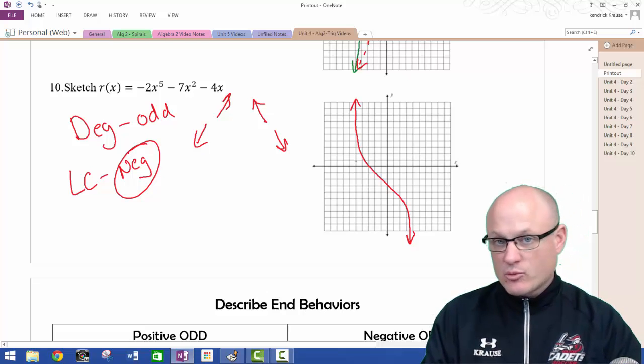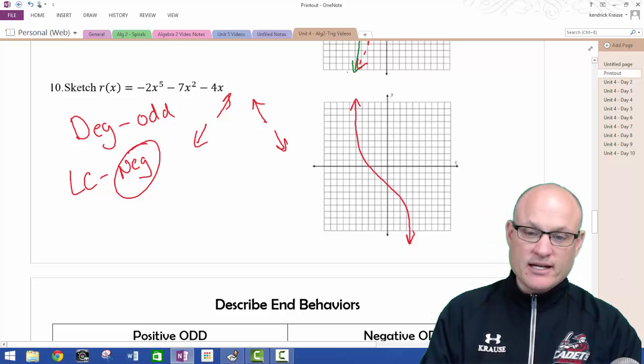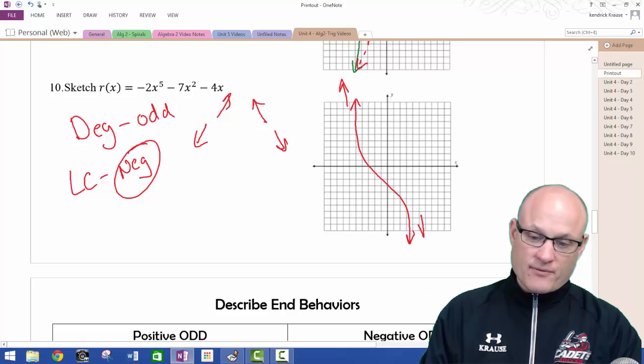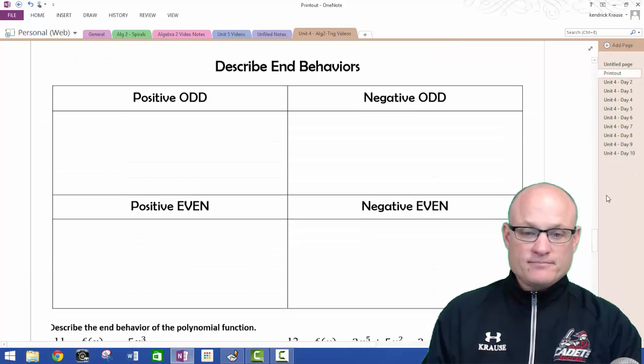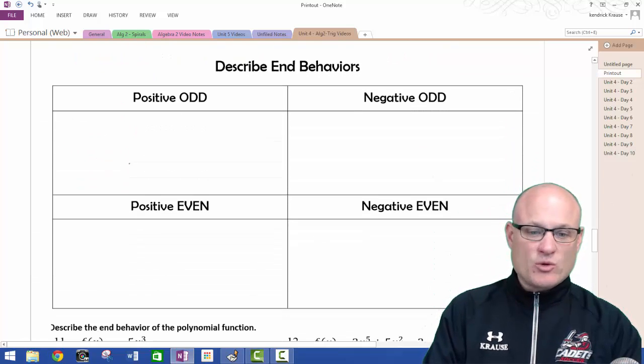It's going to have maybe a few more bends and curves in it, but it's going to generally have that shape where it goes off into this direction and off into the other direction. That's called the end behavior. All right. So again, let's draw a quick sketch of what the positive, again, this is the leading coefficient, and this is the degree, what it's going to do.